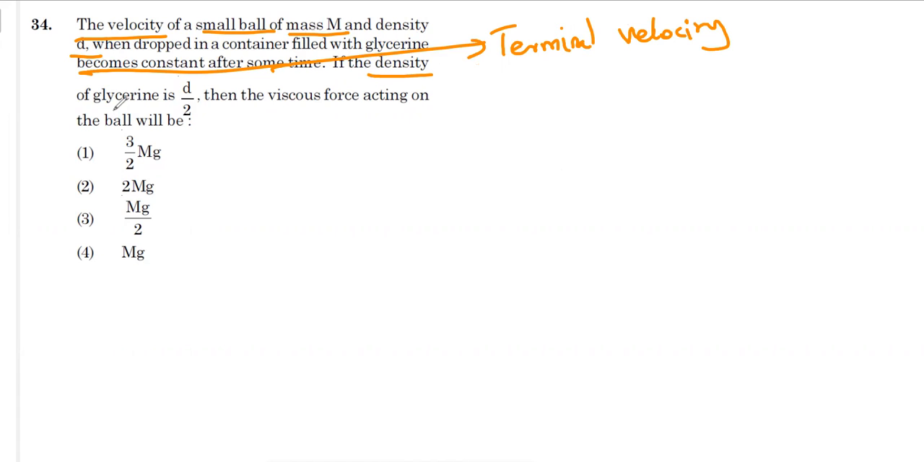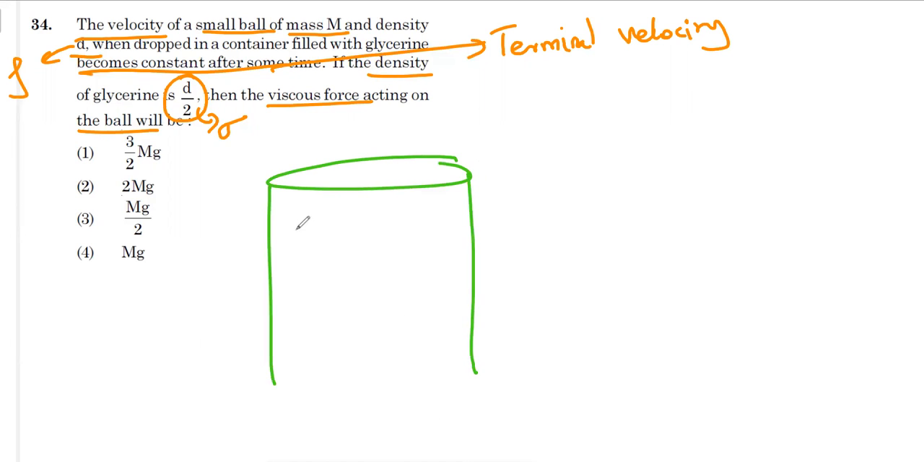If the density of the glycerin is d by 2. Okay, so the density of the object rho kuduthirukanga, this is density of the liquid sigma nu eduthikalam. Then the viscous force acting on the ball will be. Paranga, this is the problem where let's say you have a viscous fluid, ஒரு டியூப்ல வச்சிருக்கீங்க, ஒரு ஏதோ ஒரு பீக்கர்ல வச்சிருக்கீங்க, இதுல ஒரு spherical object விழுதுன்னு வச்சுக்கோங்க.